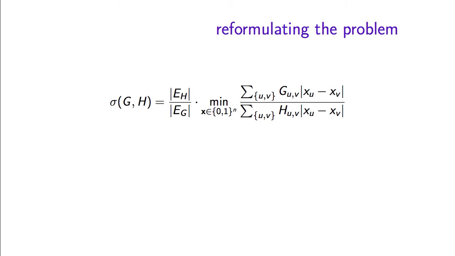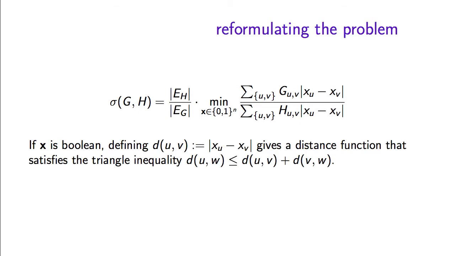Let's see now how to reformulate this non-uniform sparsest cut problem so that we can derive a linear programming relaxation of the problem. Optimizing over cuts is the same as optimizing over Boolean vectors, because we can associate to every set a Boolean vector, which is just the indicator vector of the set. In that case, the total weight of edges going from the set to the complement will be the summation over all pairs of the weight of the edge uv, if present, times this expression, which will be 1 if uv crosses the cut and 0 otherwise, and the same for H.